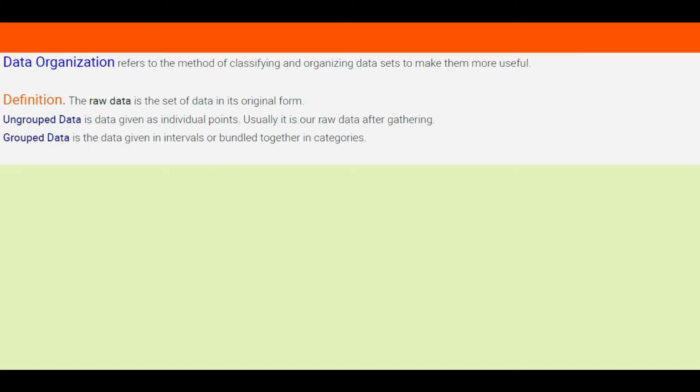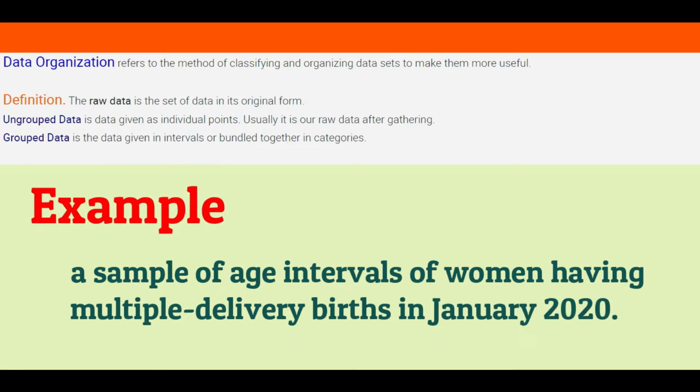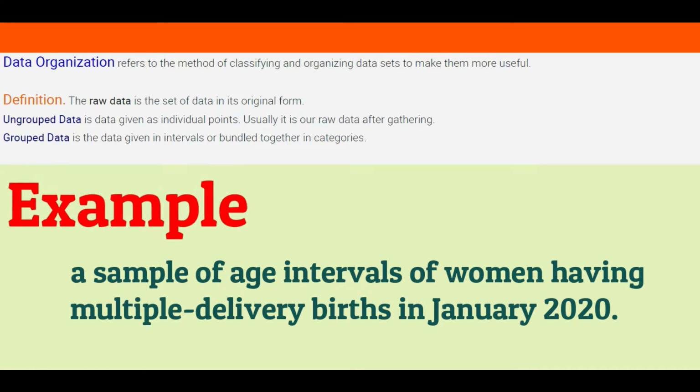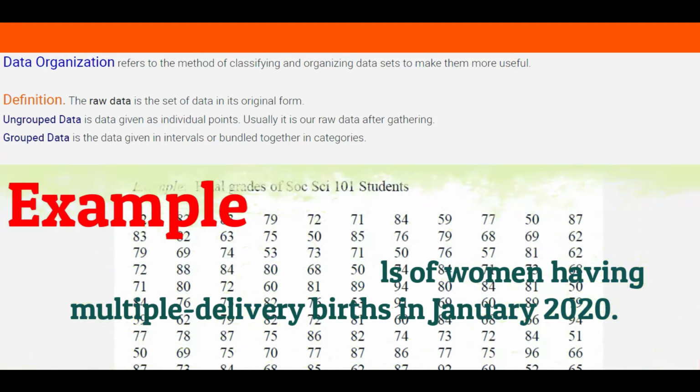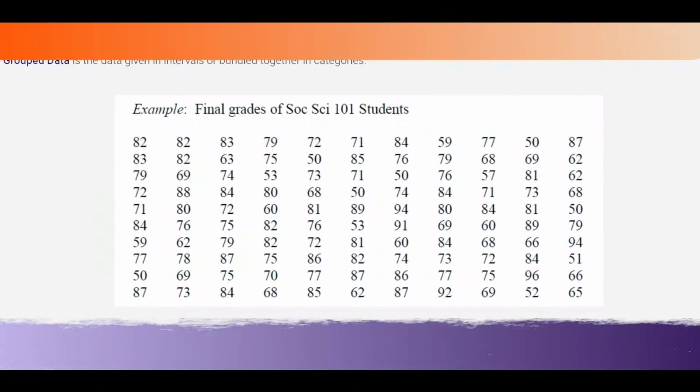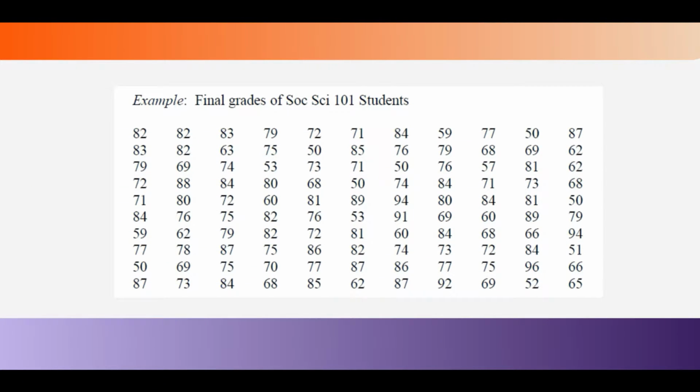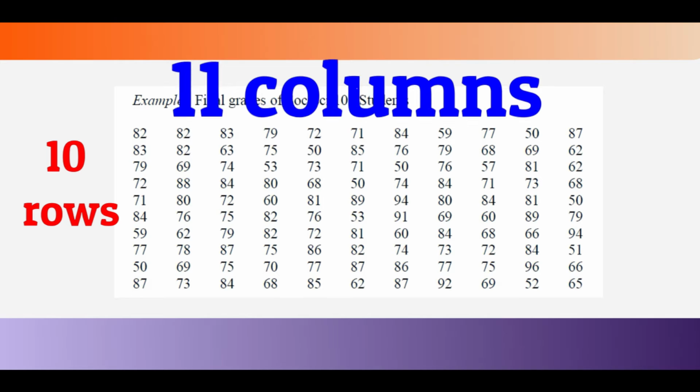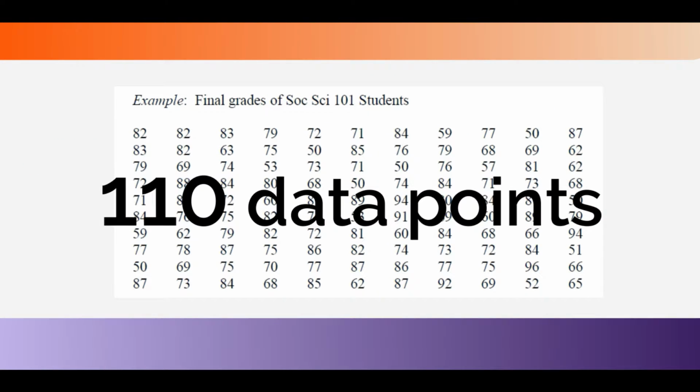While grouped data is the data given in intervals or bundled together in categories. For instance, a sample of age intervals of women having multiple delivery births in January 2020. Take a look at this example. The final grades of SOC Sci 101 students. This is an example of ungrouped data. As you can see, we have here 10 rows and 11 columns, which gives us 110 data points.